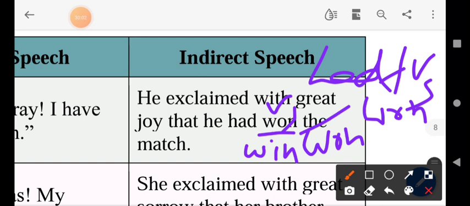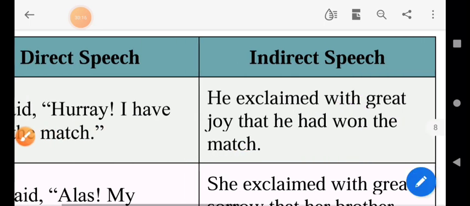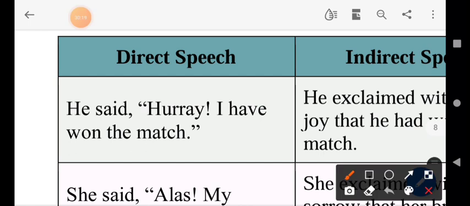The definite article "the" is there. Match is a noun. We can't change a noun, an article or an adjective. Only the tense has been changed. There is no adverb of time here. Why did the tense change? Here the reporting verb is in the past tense, my dear students. That's why it has changed. Today I am discussing only exclamatory sentences, how to change from direct speech to indirect narration, reported speech or indirect discourse.